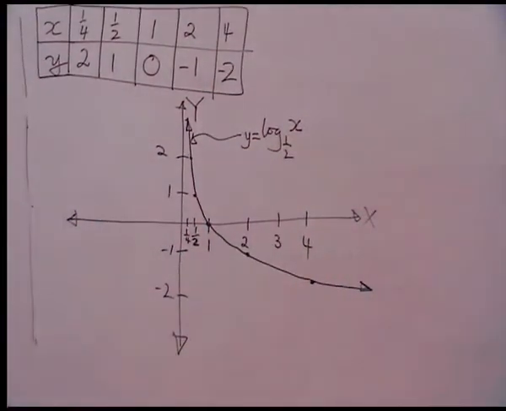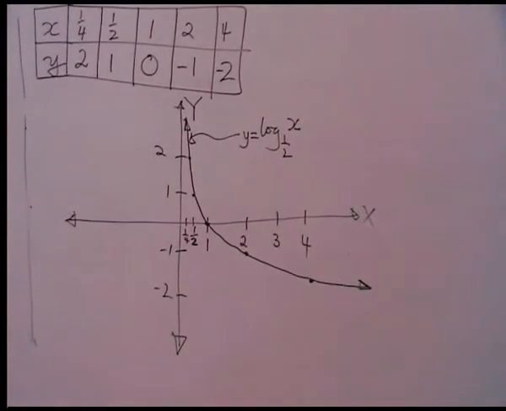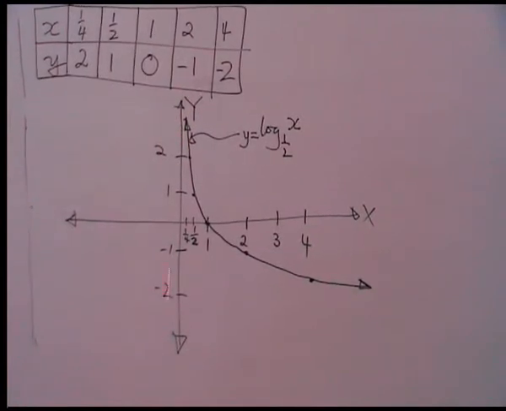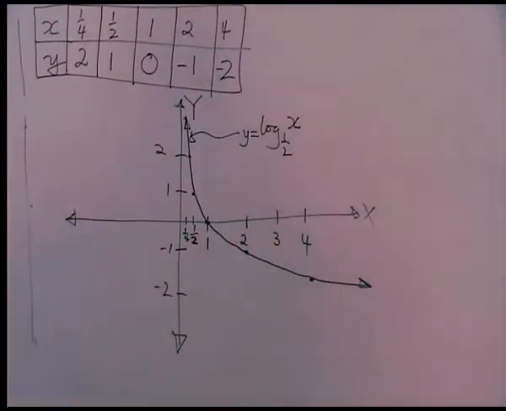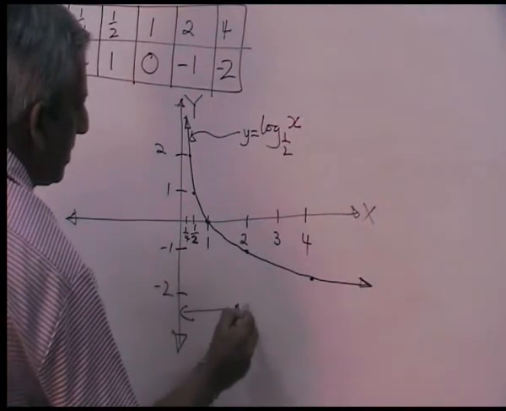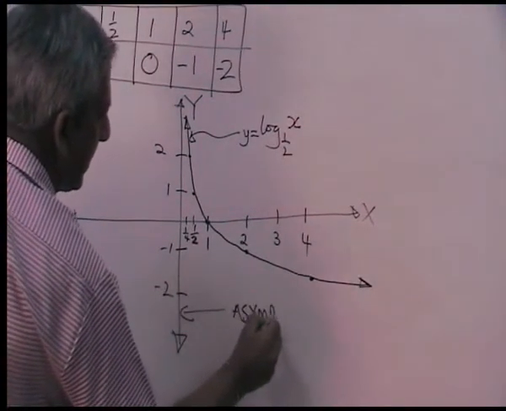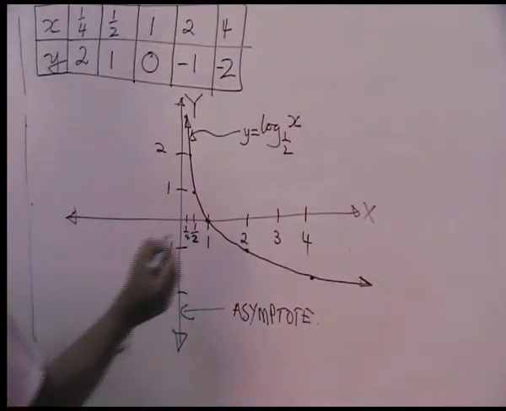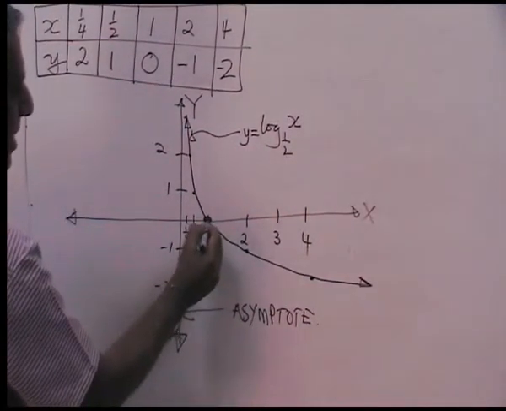So you can see what the graph looks like. Once again, that graph will go close to the y-axis. It will not touch it, and therefore the y-axis will be the asymptote. So the y-axis will be an asymptote.